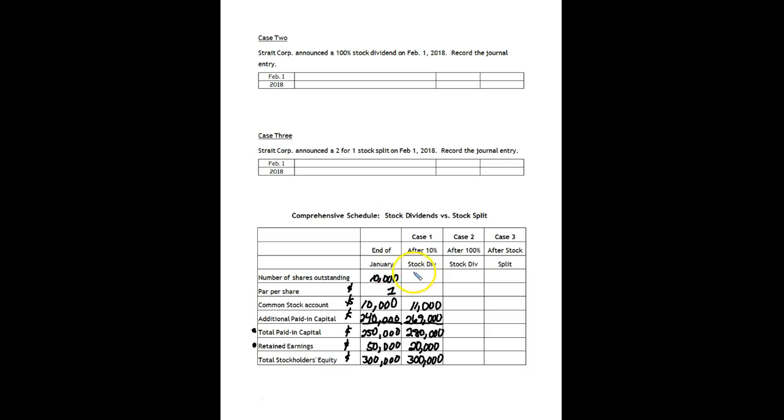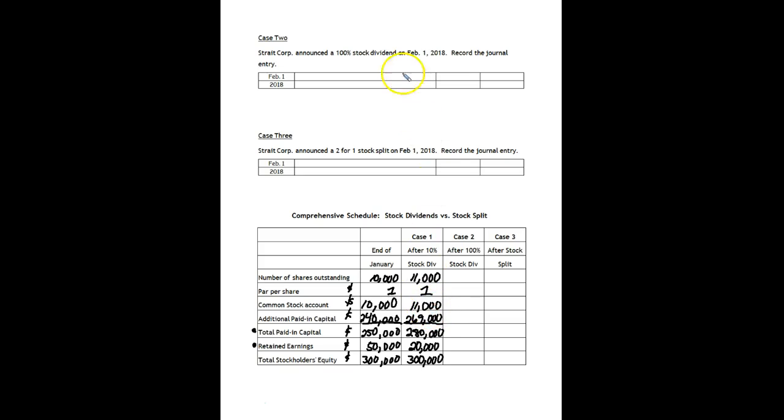Okay, number of shares. Remember, we issued 1,000 shares, so the number of shares grew by 1,000. Par value, though, stays at $1. And so we can see then 11,000 shares at $1 give us this $11,000 balance in the common stock account.